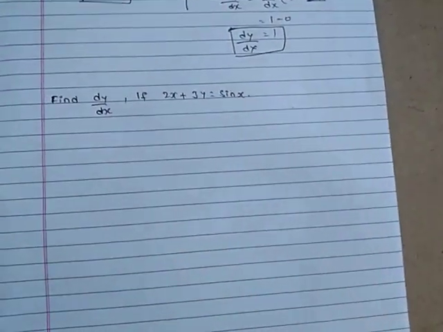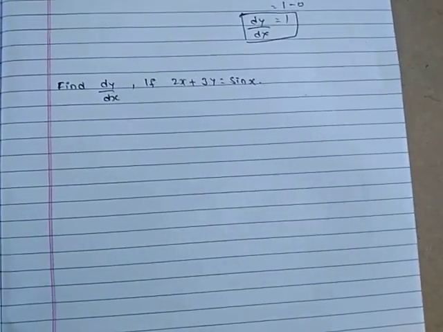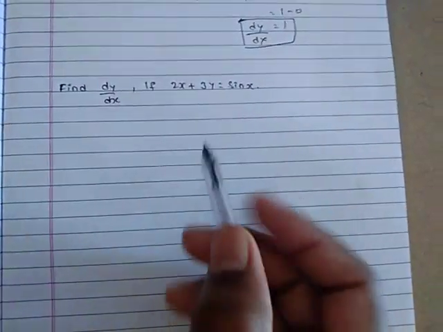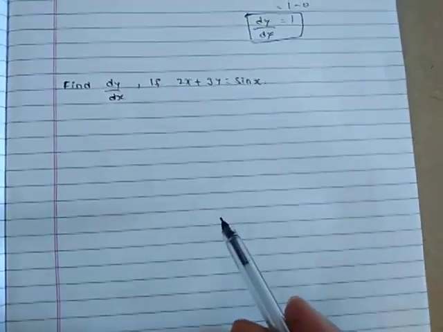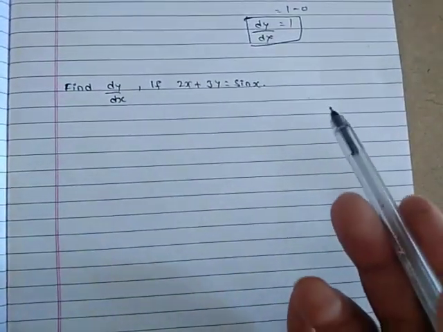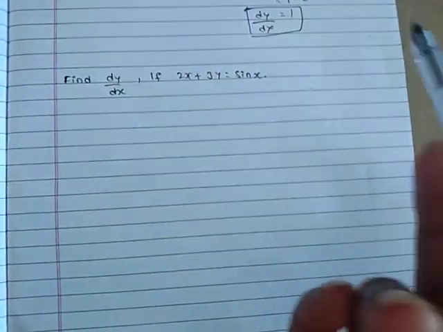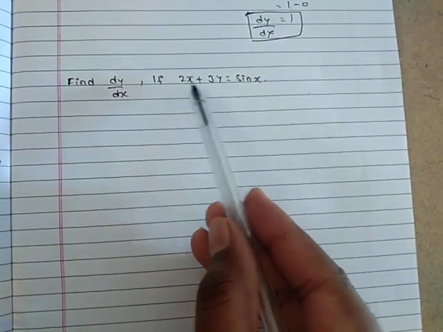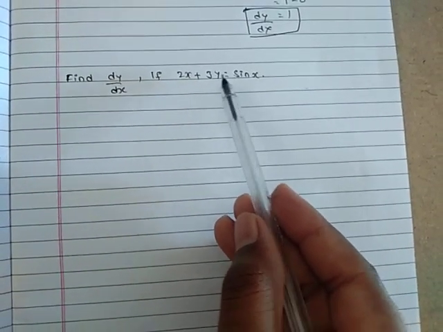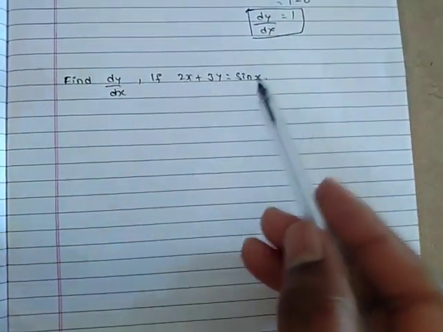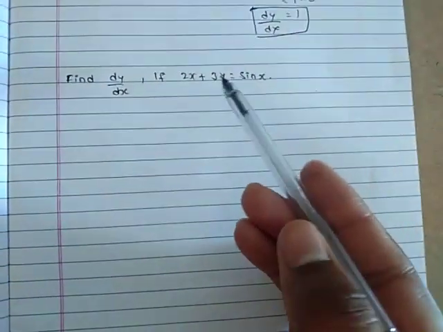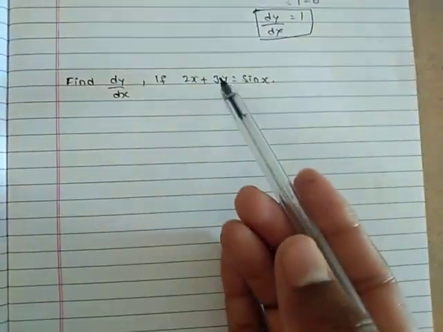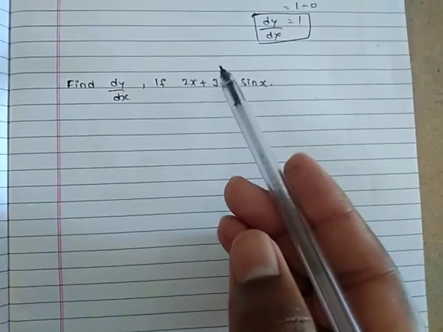So the first problem under the implicit function: find dy by dx if 2x plus 3y is equal to sin x. Observe here also we can solve in two ways. One is converting the implicit function to the explicit function, or we can solve it as it is. Here it is odd to find the explicit function, because we get a denominator with a negative value, so it is better to solve by the implicit function only.